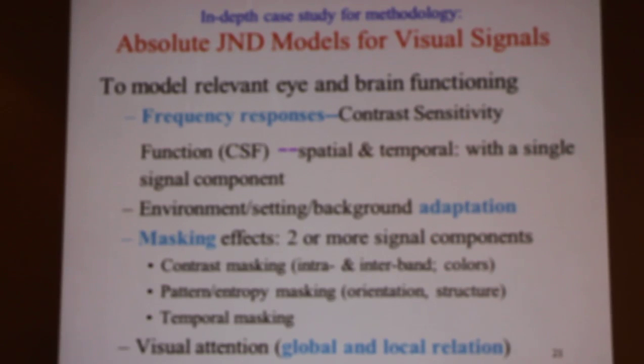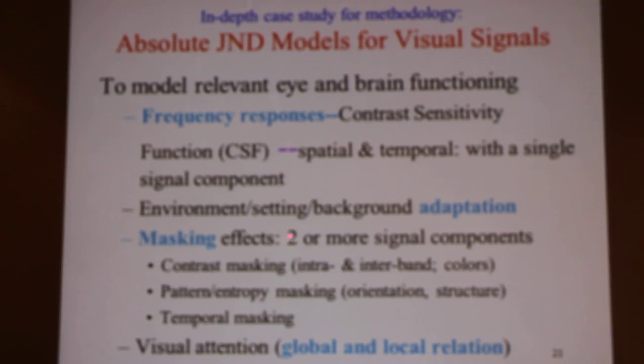Okay, so we can model the eye's and brain's functioning to a certain extent. For example, we know the eye and brain have a certain frequency response called contrast sensitivity, CSF. It can be spatial, temporal, and combined. Okay, then of course this is a single signal component because we test the sensitivity with the frequency. And then we can adapt to the background and setting environment. This is a kind of background adaptation method.